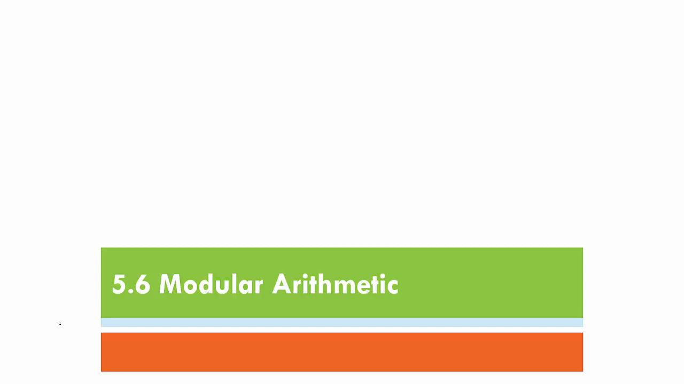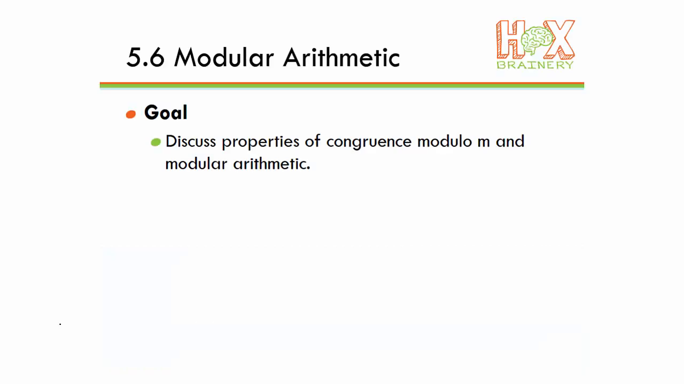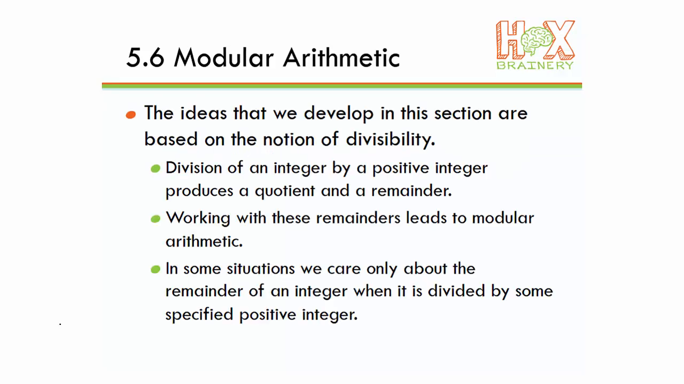Hi students, in this video we're going to go over section 5.6, modular arithmetic. Our goal for this video is to discuss properties of congruence modulo M and modular arithmetic. The ideas that we develop in this section are based on the notion of divisibility. Division of an integer by a positive integer produces a quotient and a remainder. Working with these remainders leads to modular arithmetic.